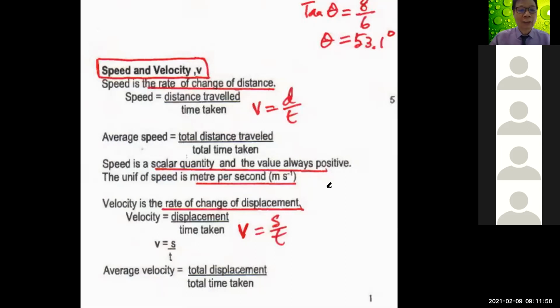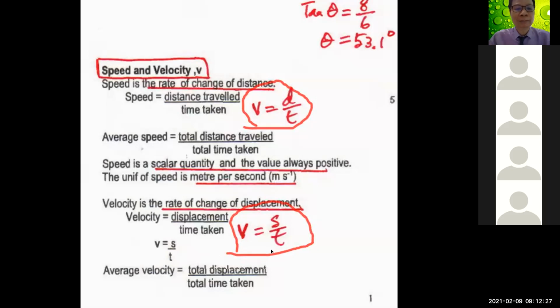Okay, clear now. Next one is velocity, the definition. Velocity is rate of change of displacement. You see, velocity is how fast displacement changes. So the formula is displacement divided by time. Remember, these are two different things. Speed is distance divided by time. To find velocity, you take displacement divided by time. Okay? All right. For total velocity, it's the same: total displacement divided by total time.